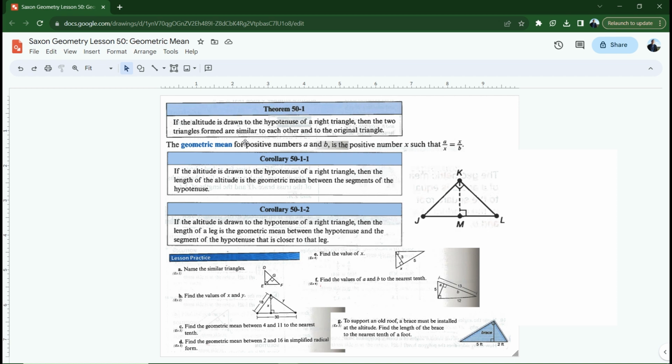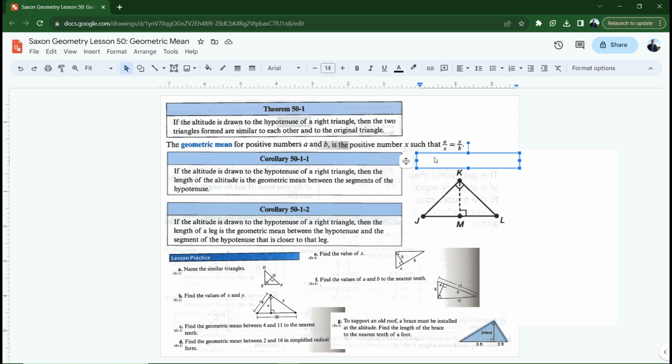We're going to define it algebraically, and then we're going to consider it in some geometric ways. The geometric mean for positive numbers a and b is the positive number x such that this proportion is true, okay? So we define the geometric mean using a proportion. A compared to x equals x compared to b. A to x equals x to b. Whatever that value of x is that makes that mathematical statement true, that value is the geometric mean.